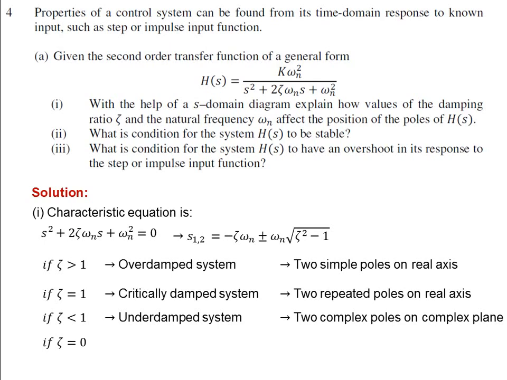And if the damping ratio is 0, this part will be 0, and we have just the imaginary part. Such systems are called undamped systems, and for such a system we have two poles on the imaginary axis.